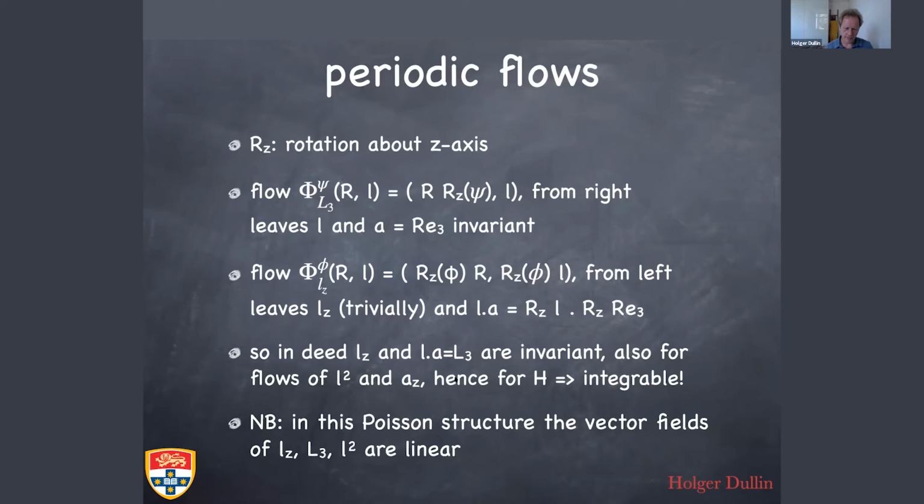Okay, then the Hamiltonian involves L squared. So you have to check another flow. This also leaves that invariant. And then there's the flow of Az. And it's easy to check that. Therefore, the flow of H leaves these invariant as well. And so we have an integrable system, which is, of course, well known and in most textbooks on classical mechanics, except it's usually done in Euler angles.